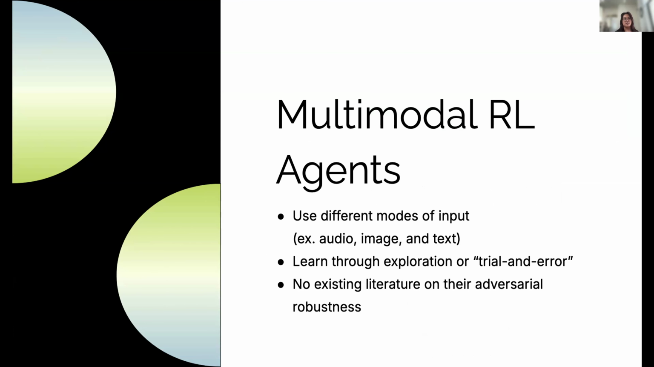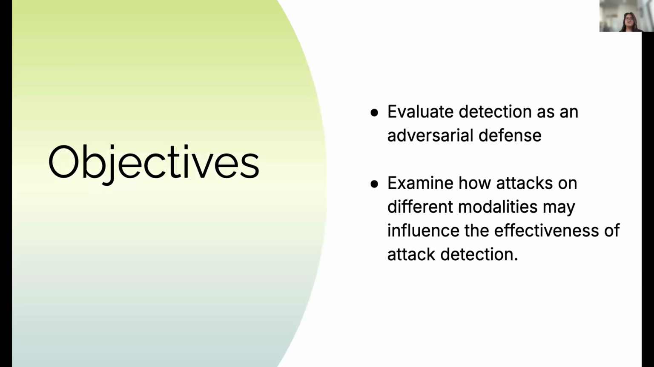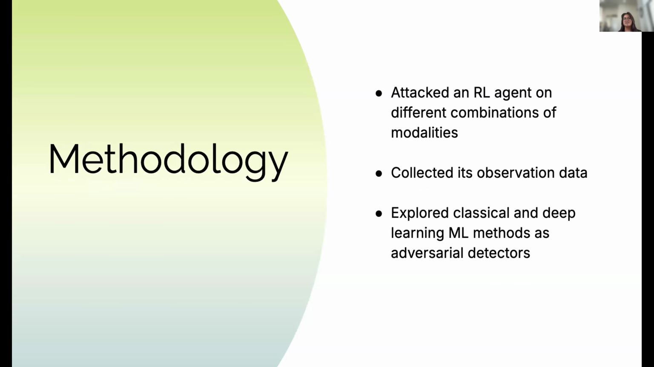Multimodal reinforcement learning agents combine different modes of input to make decisions, and they also learn through an exploration or trial and error approach. Currently, there is no existing literature that discusses their adversarial robustness, which is where my project comes in. So the objectives of my project were to evaluate detection as an adversarial defense, and also examine how attacks on different combinations of modalities may influence the effectiveness of attack detection. And basically how I did this was I attacked an RL agent on different combinations of its modalities. I collected its observation data, and then I explored classical and deep learning machine learning methods to detect adversarial examples in these different data sets.